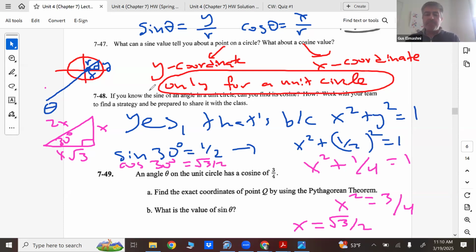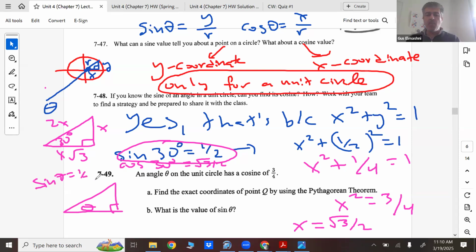Another way you could do it, by the way, if you know this, you can always just draw a right triangle and label the sides. If sine theta is 1/2, what would be my opposite side? How long would that be? 1. What's my hypotenuse? 2. And the adjacent side is √3. So I can find the cosine afterwards as well. That's another way you could do it. So there's a few ways you could do it.